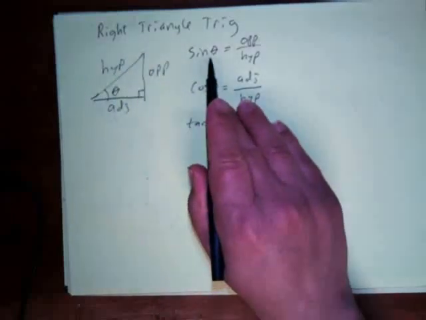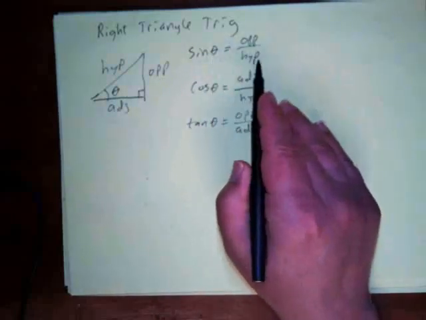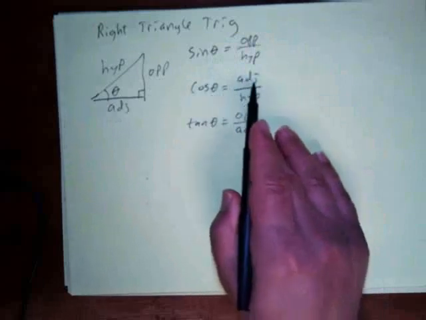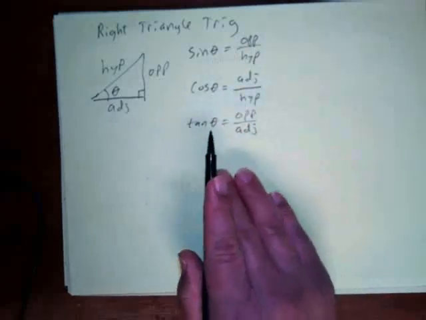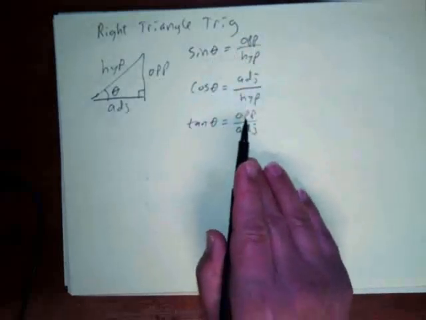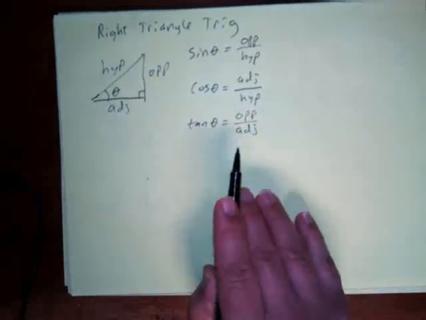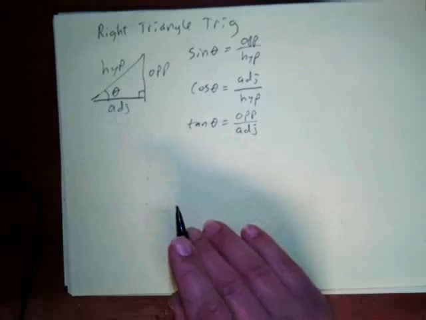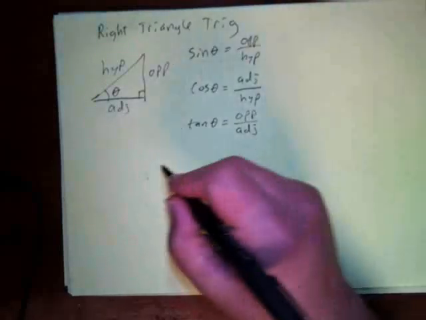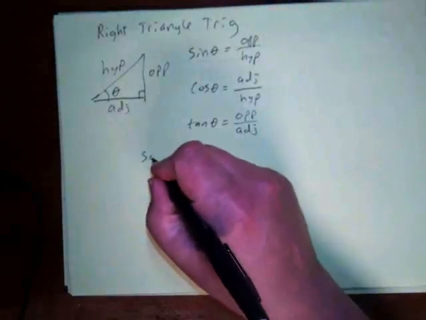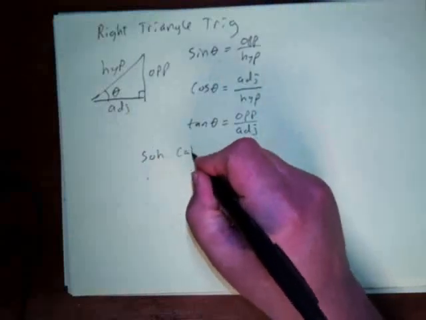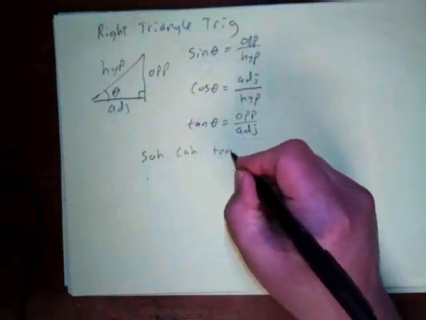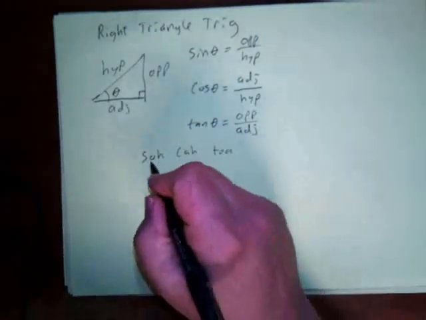And so we define sine of theta as the opposite over hypotenuse, the cosine of theta as adjacent over hypotenuse, and the tangent of theta as the opposite over adjacent. And you maybe learned this by saying SOHCAHTOA, right? SOHCAHTOA.